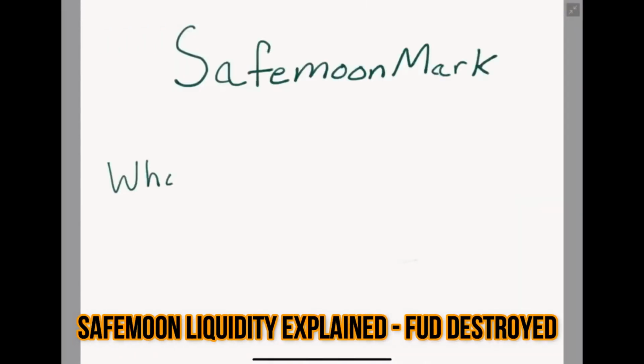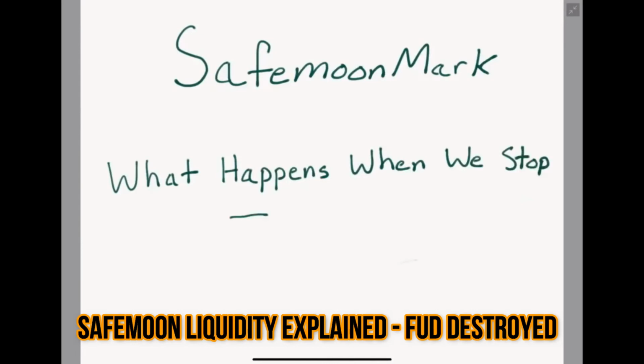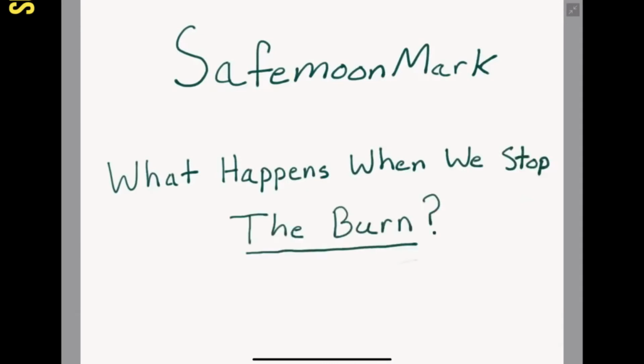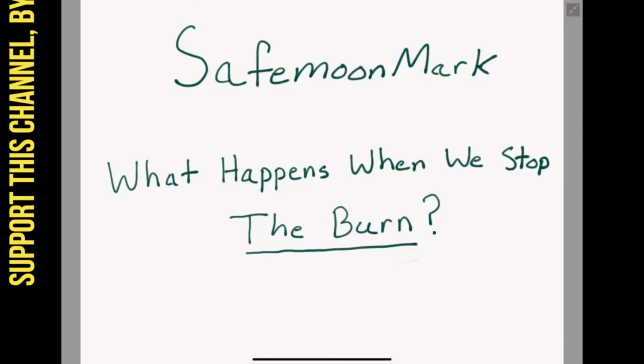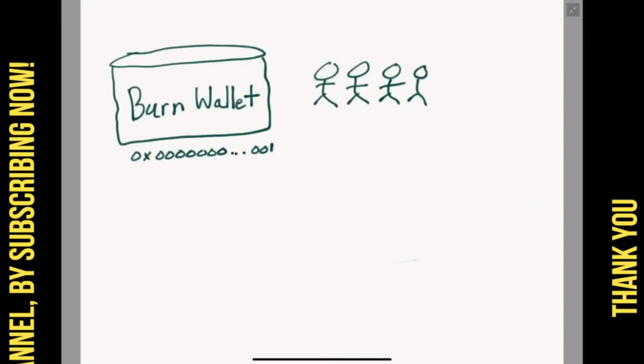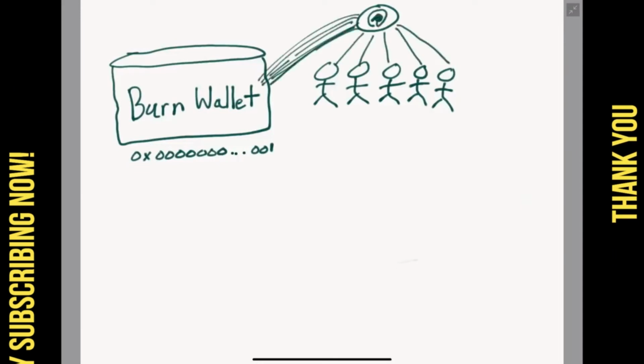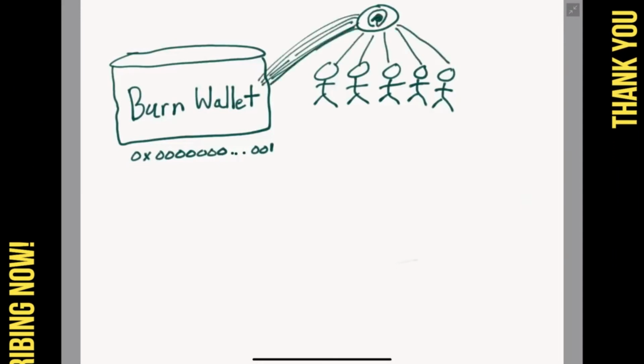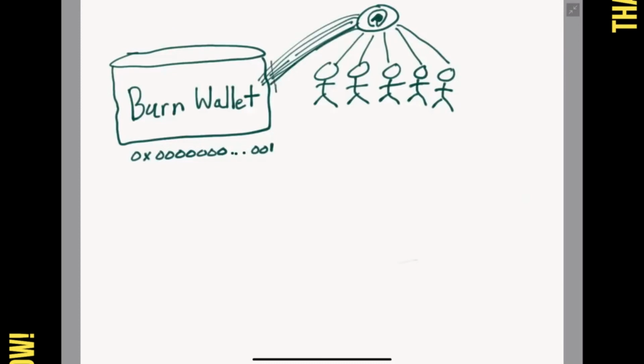Safemoon Mark here to go over exactly what happens when we decide to stop the burn of Safemoon. If this concept of stopping the burn is new to any of you, the developers of Safemoon have expressed multiple times that when the supply gets to a desirable point, we will be stopping Safemoon from burning its supply on every transaction. What governs the burn of Safemoon is the burn wallet, which is treated as a holder. And like all holders, the burn wallet gains reflections, passive income, based on the number of Safemoon it owns. These reflections are therefore burned from the supply, since the burn wallet has no private key, and therefore these funds can never be accessed or brought back into circulation.